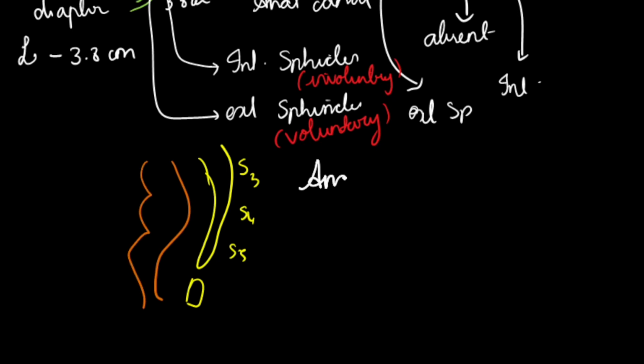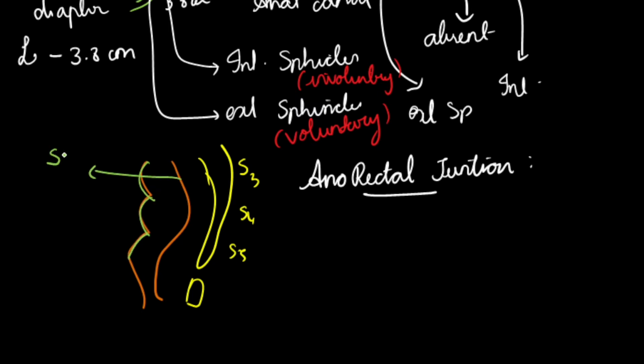So now let us discuss the anorectal junction. In the previous video we had seen the rectum in detail. We all know that the rectum extends from the S3 level and ends at the S5 level, and in the rectum we have two types of flexure: one is the sacral flexure and the other is the perineal flexure. After this perineal flexure convexity, there arises our anorectal junction.